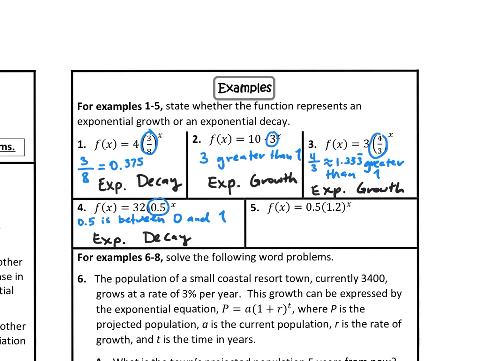And then one more. The base here is 1.2. 1.2 is greater than 1. So we have exponential growth. Okay, and again, these 5 examples just serve as a way to practice how to identify if we have an exponential decay equation or an exponential growth equation. Okay.